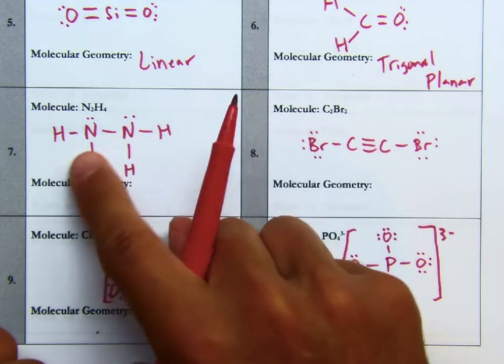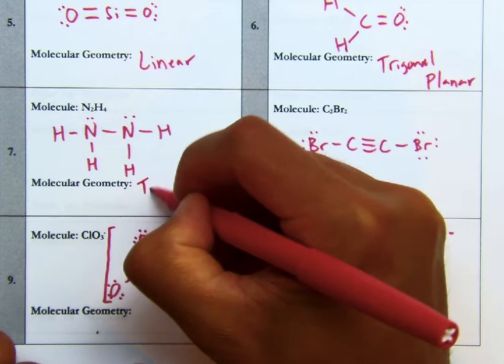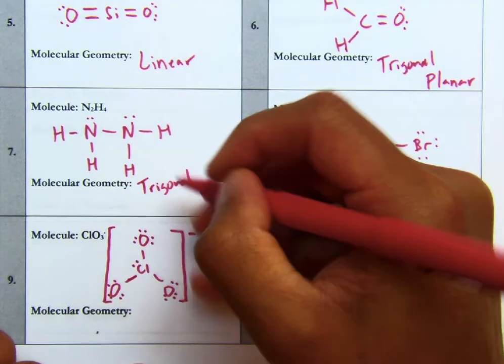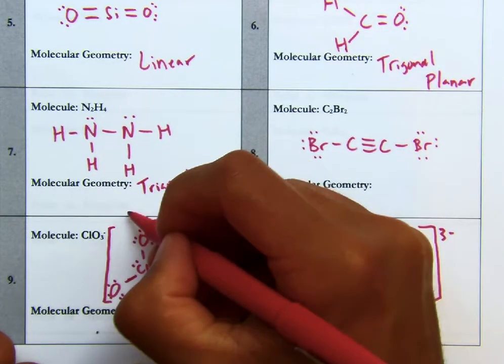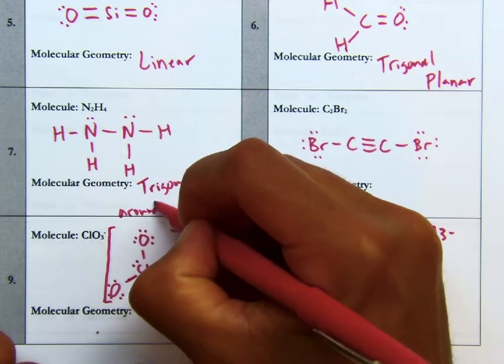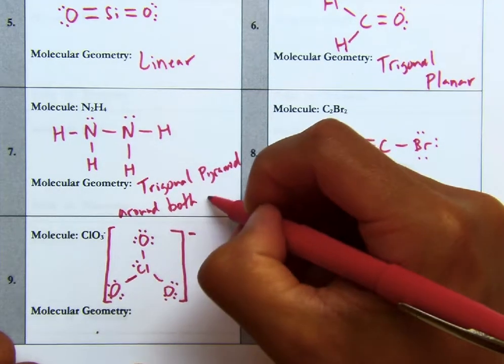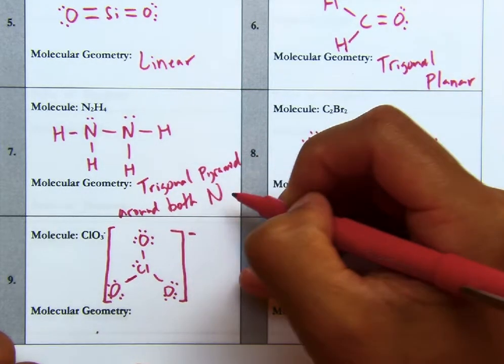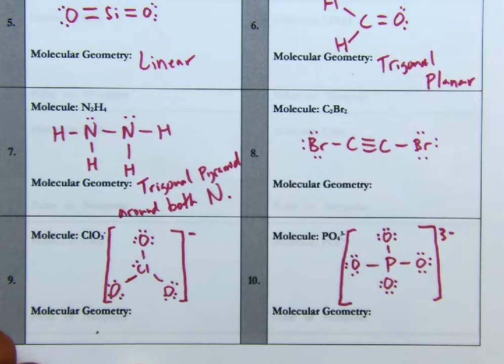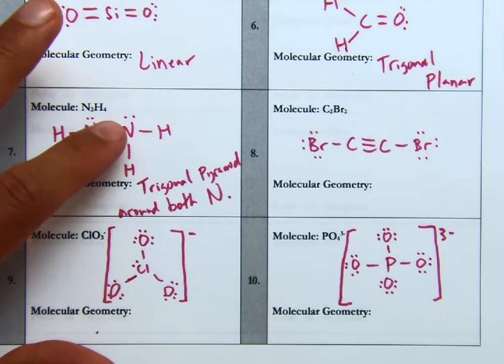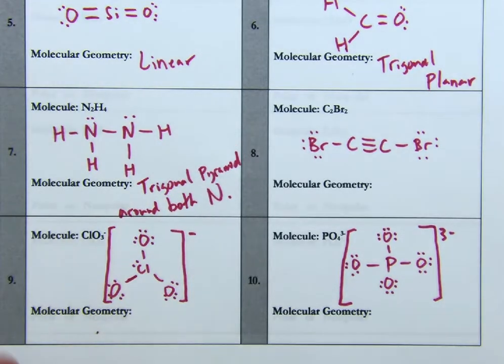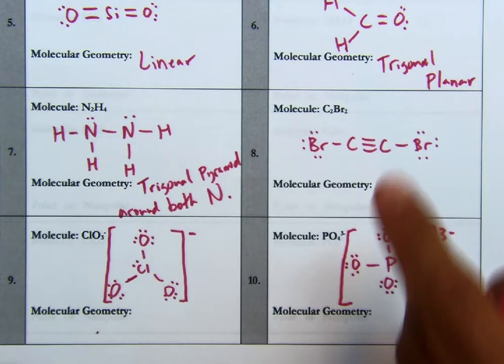So both of these, okay, you would say trigonal pyramid around both nitrogens. That's the shape around both of them. If they were different, you would say trigonal pyramid around nitrogen, and whatever. Trigonal planar around carbon, or whatever else it would be. So same sort of thinking applies here.